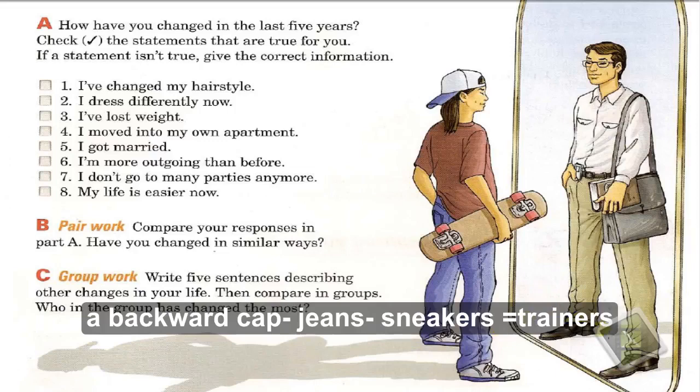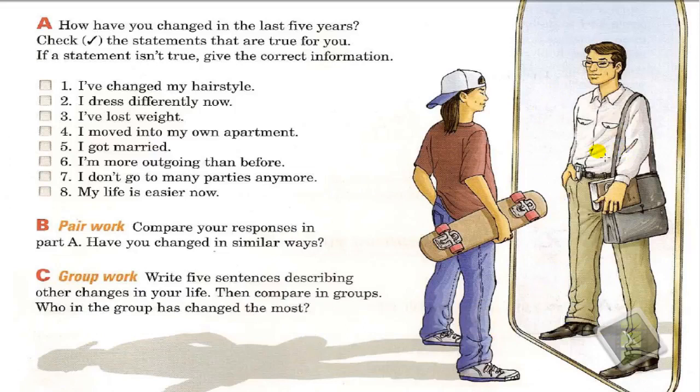In the mirror, another person wearing glasses, a shirt, pants, trousers. He has a box, a bag. He's wearing what? Classic. His style is classic. This one, cool and casual. His backward cap, and his hairstyle has long hair. But that one, he has short hair.